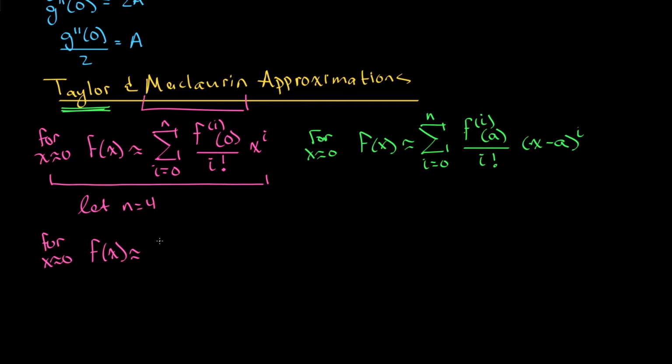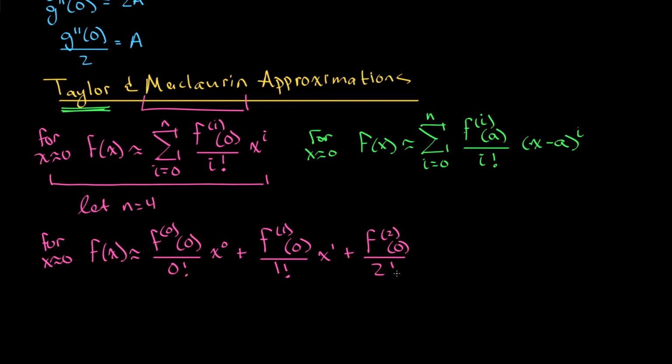So this is going to be f, the 0th derivative of that, evaluated at 0 over 0 factorial, times x to the 0th power, and then plus f prime evaluated at 0 over 1 factorial, times x to the first power, and then the second derivative of f evaluated at 0 over 2 factorial times x squared, plus the third derivative of f evaluated at 0 over 3 factorial times x cubed, and then last one here, the fourth derivative of f evaluated at 0 over 4 factorial, times x to the 4th power. That's writing out this Maclaurin approximation when n is equal to 4.